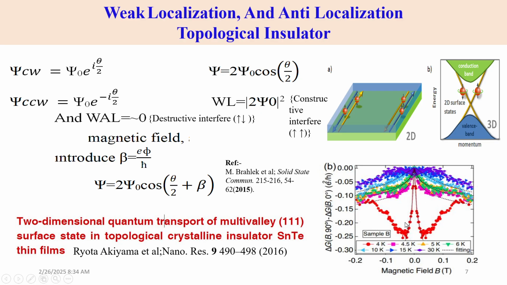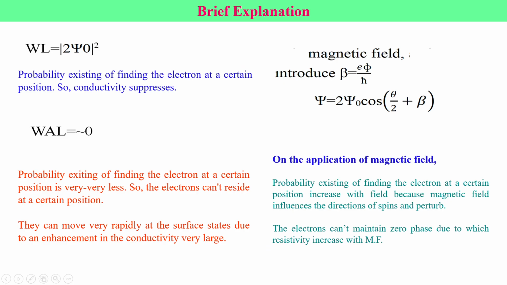This states that the conductivity decreases with the increment of the magnetic field in a very low domain of the magnetic field. So this states that the weak antilocalization signatures come in a very low domain of the magnetic field. The explanation is on the basis of quantum mechanics.